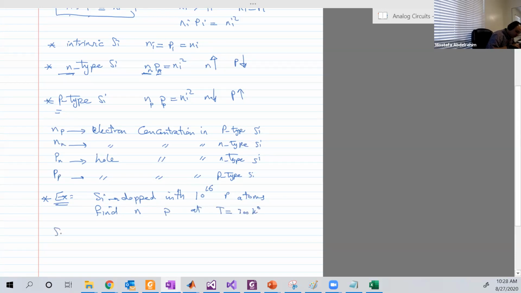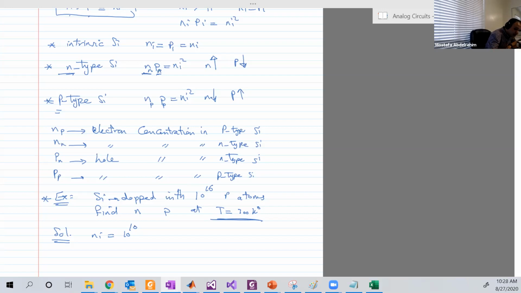Okay, so the solution. Since he said that T equal to 300 degrees Kelvin, that means it's room temperature. So Ni is equal to 10 to the power 10. Just keep this in your mind all the time. In the exam, of course, I will give you the constants. But of course, you can calculate it easily from the equations that we just mentioned in the previous topic.